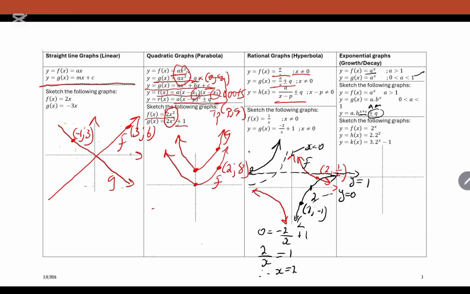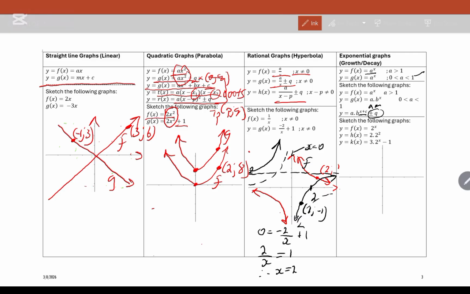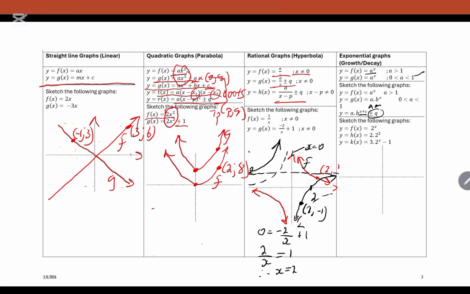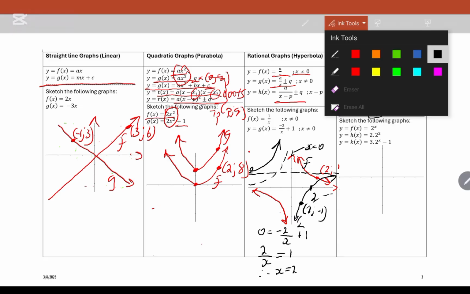Let us start by sketching the graphs below. The first graph that is given to us is y is equal to f of x is equal to 2 to the exponent x. So the function's name is f. These exponential graphs only have a horizontal asymptote.